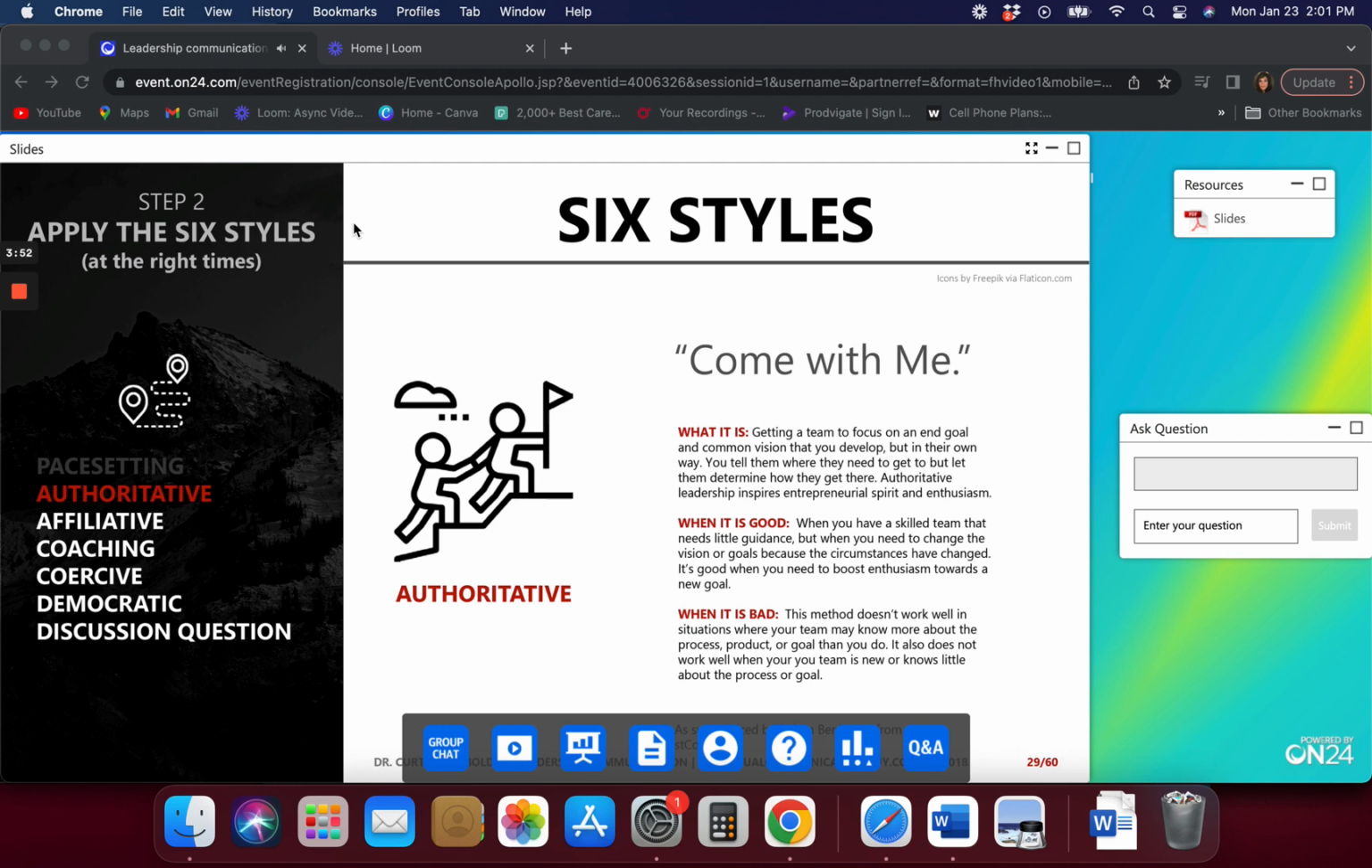So you can see here, it says, come with me. You don't necessarily have to do it exactly the way I do it, but let's get there together. What it is, it's getting a team to focus on an end goal and a common vision that you develop, but in their own way.